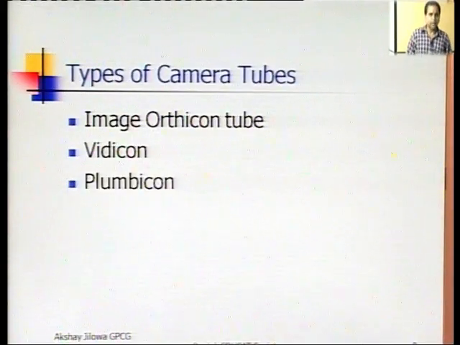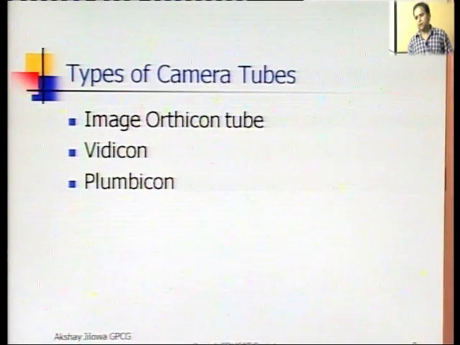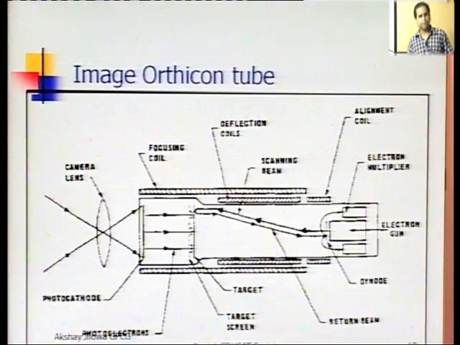Now, the types of camera tubes. There are three basic types of camera tubes which we use. So far we are discussing the monochrome tubes. These three types are: first, image orthicon tube, second is vidicon, and third is plumbicon. We will discuss them one by one. So, first is image orthicon.